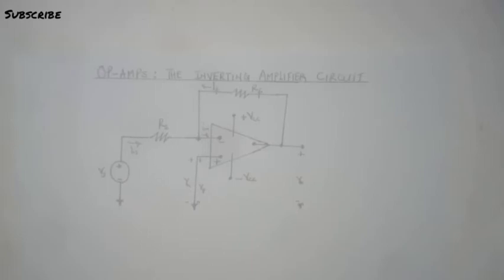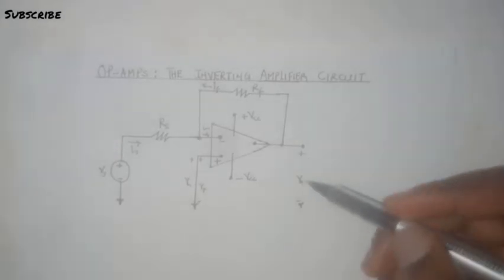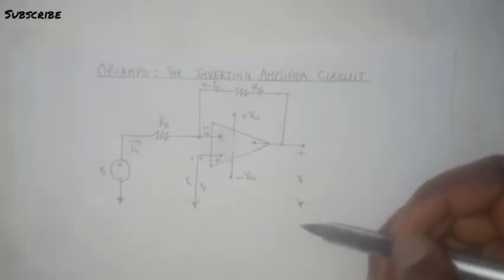In this video, we'll be looking at the inverting amplifier circuit, and we are going to be trying to figure out why it is called the inverting amplifier circuit. Now, the reason why it got its name lies from the characteristics, the relationship between the value of V naught and the input voltage.